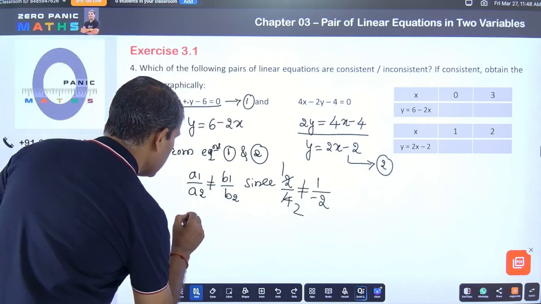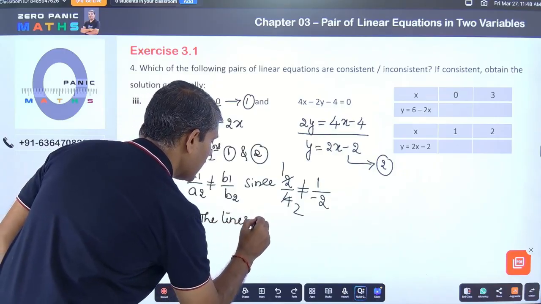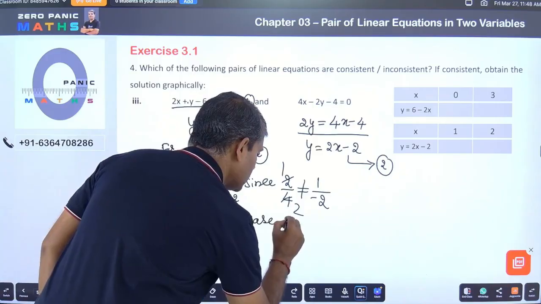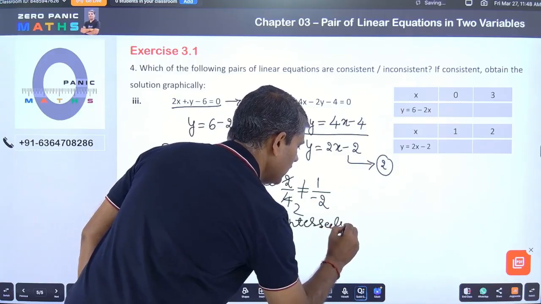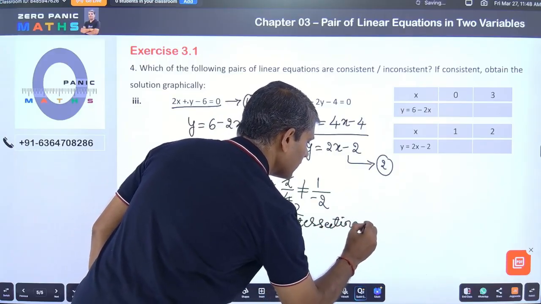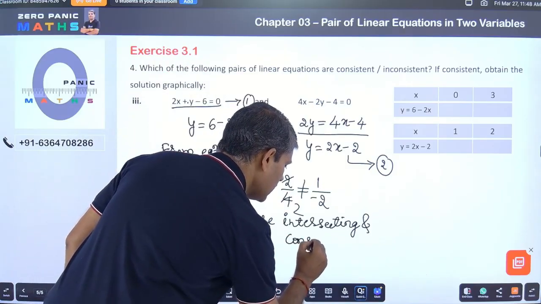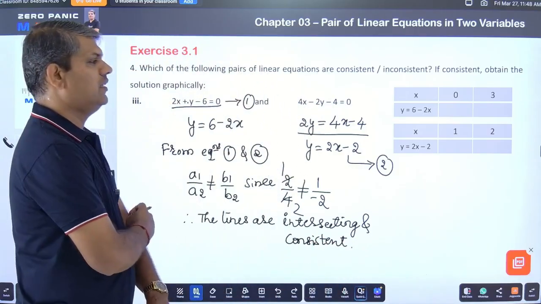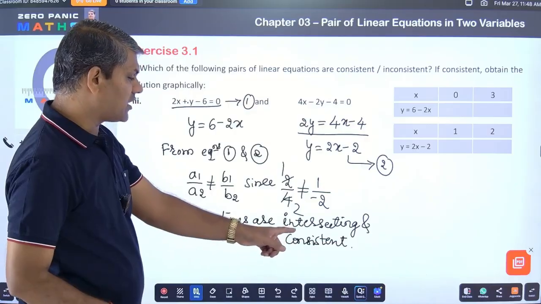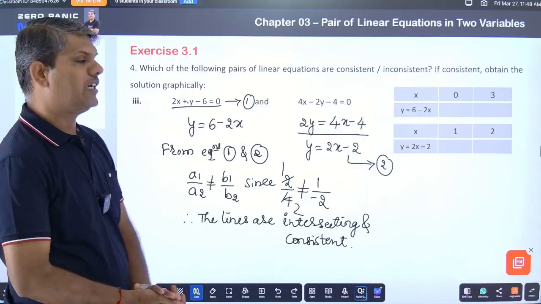So therefore the lines are intersecting and consistent. Lines are intersecting and consistent. So since the lines are intersecting and we got the consistent solution also, we are plotting the graph.